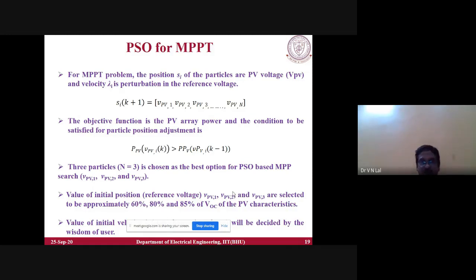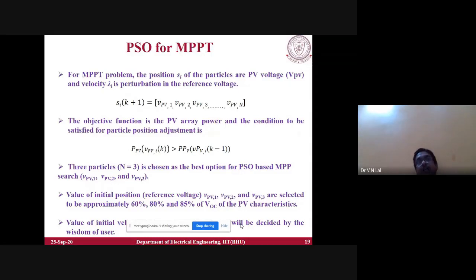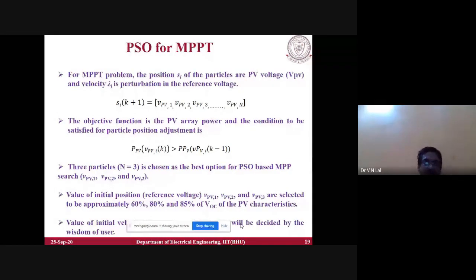So this is for initialization of position and velocity. The initial velocity can be decided by the wisdom of the user. It will depend upon many factors, such as the maximum voltage or open circuit voltage of your system and the rating of your system. According to the maximum voltage or open circuit voltage of your PV array, the initial velocity is decided by the wisdom of the user.